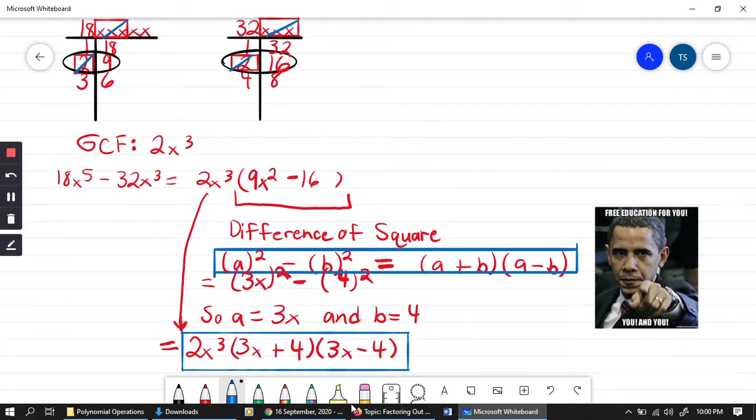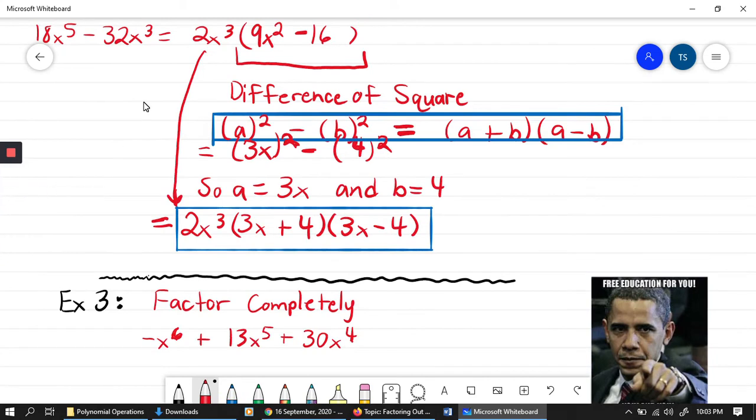So we're going to look at one more example here, and then we're going to call it. So let's say that we were looking at this example here, and we were asked to factor completely. Like I said, sometimes they may have the directions worded a little bit differently. Sometimes they may say factor out the GCF. Sometimes they may just say factor completely.